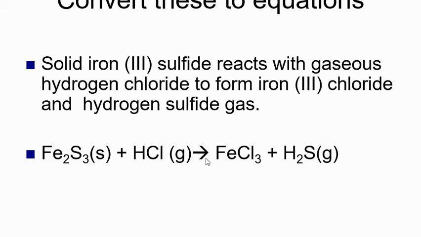The to form, that's going to be our arrow right there. Iron 3 chloride is FeCl3 and means a plus sign. Hydrogen sulfide gas, so that's H2S. And since it's a gas, we're going to put the G in parentheses. The reason we don't have the solid, liquid, gas, or aqueous right here, it doesn't tell us what it is. So we can't put what state of matter it is.